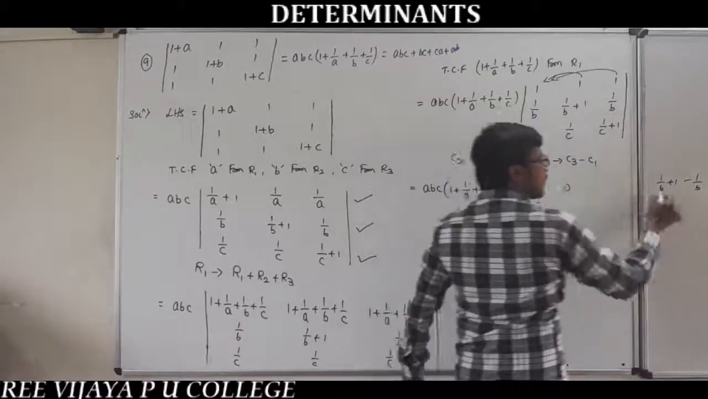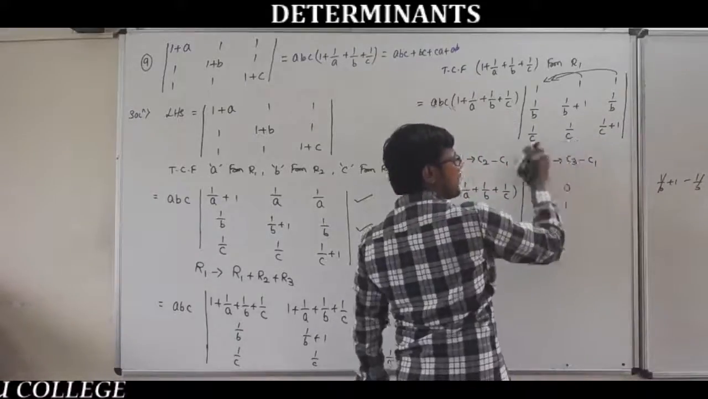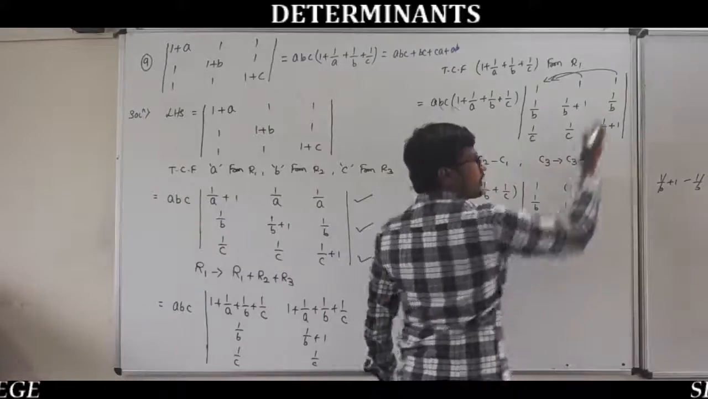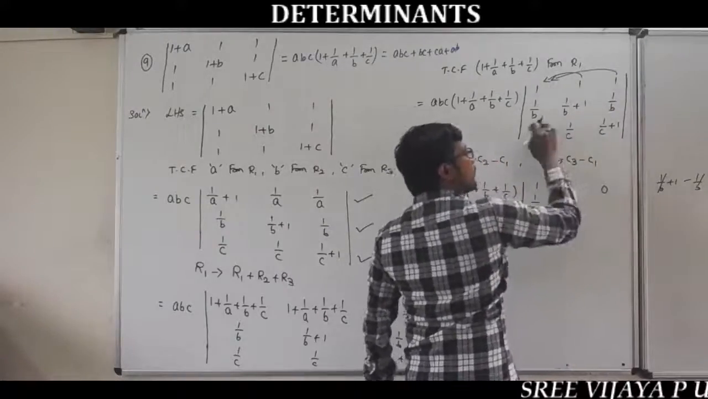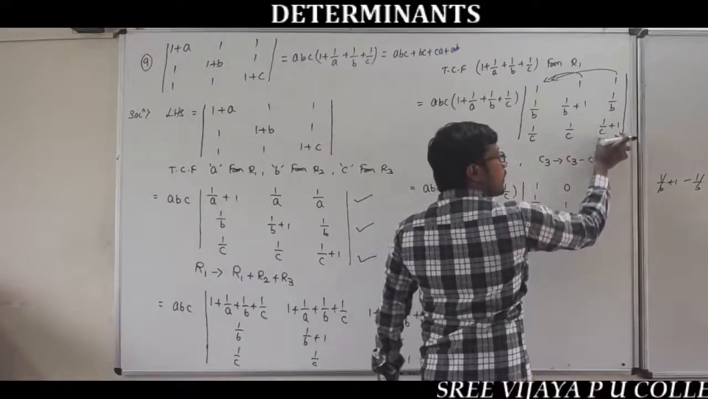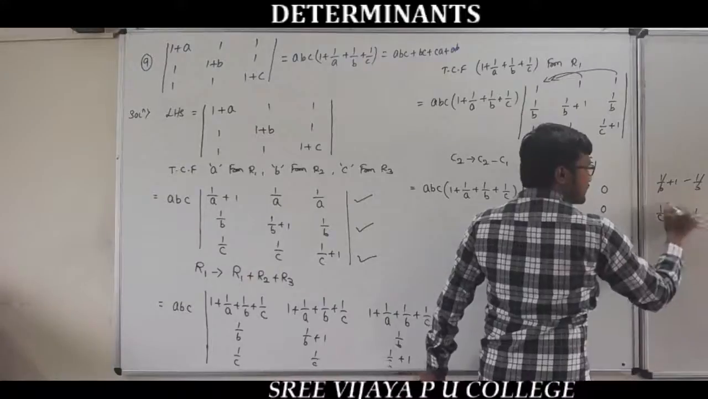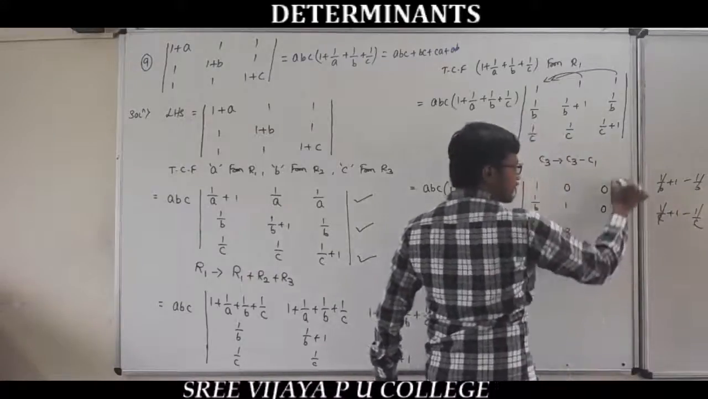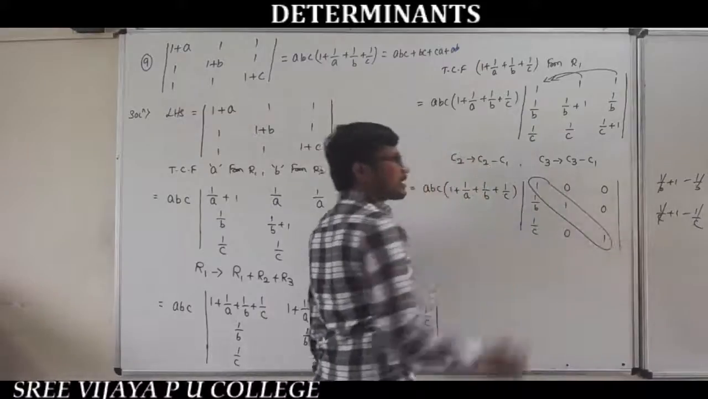Column 2 minus column 1: 1 by b minus 1 by b gets cancelled, we will get 1. 1 by c minus 1 by c, 0. Column 3 minus column 1: 1 minus 1, 0. 1 by b minus 1 by b, 0. 1 by c plus 1 minus 1 by c, same. 1 by c plus 1 minus 1 by c plus 1 by c minus 1 by c gets cancelled, we get 1. Check here, above the diagonal elements all are zeros.